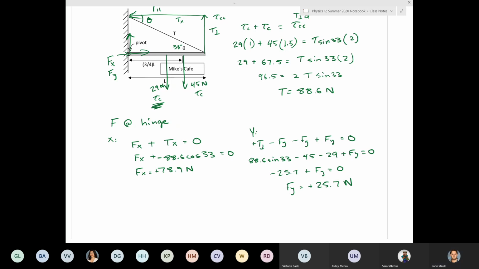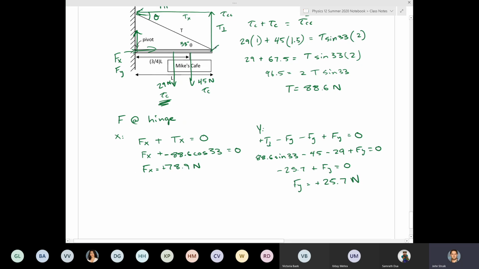And yeah, you can double check that by making this your pivot. If you make the end of the beam the pivot, then this is going to be counterclockwise, and then this has to be clockwise. So that's how you know it's going up. You can just double check that it's going up that way. Okay, any questions about that?